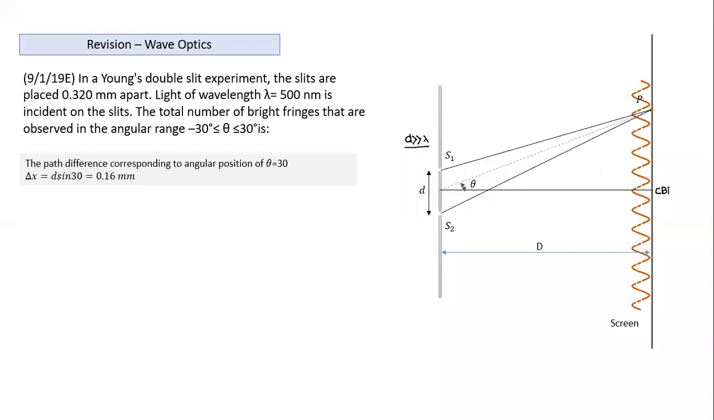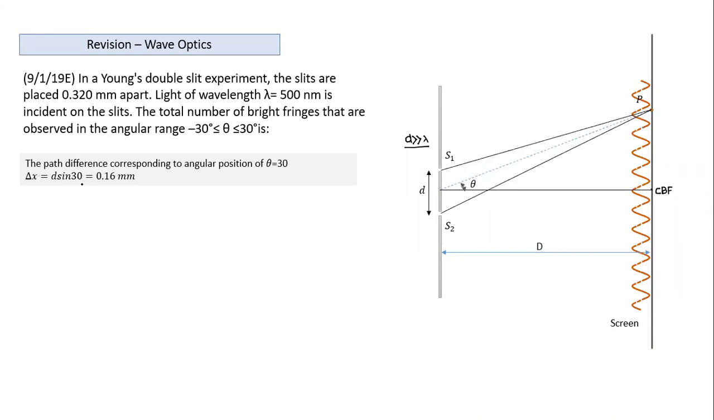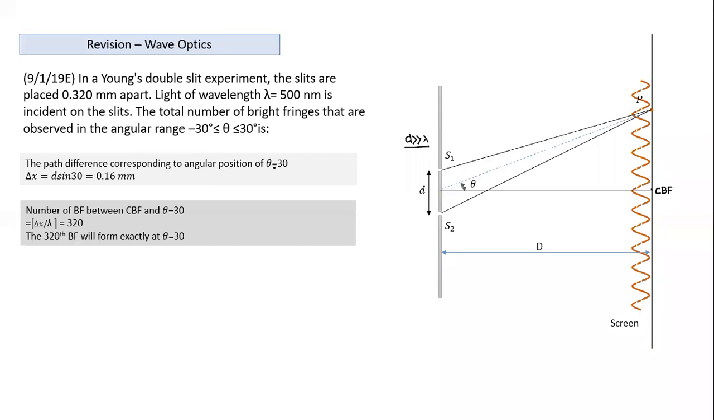As we move away from the central bright fringe, where the path difference is 0, the path difference keeps increasing, and every point where the path difference is a multiple of lambda, we keep having a bright fringe. So to find the number of bright fringes, we need to find the path difference at the point where the angular position is 30 degrees. Here we can use the approximation: path difference will be equal to delta x = d sin 30, which comes to half of it, 0.16 millimeter. That's the path difference.